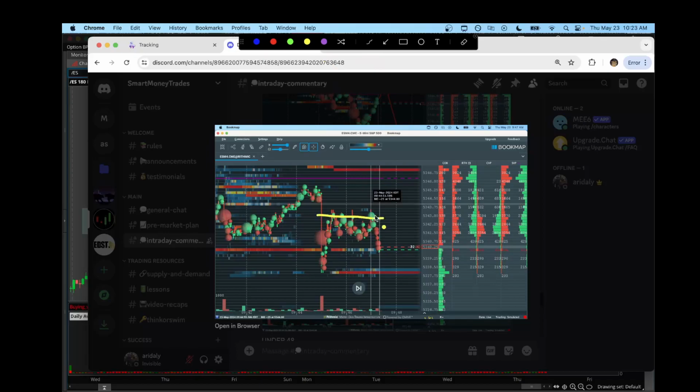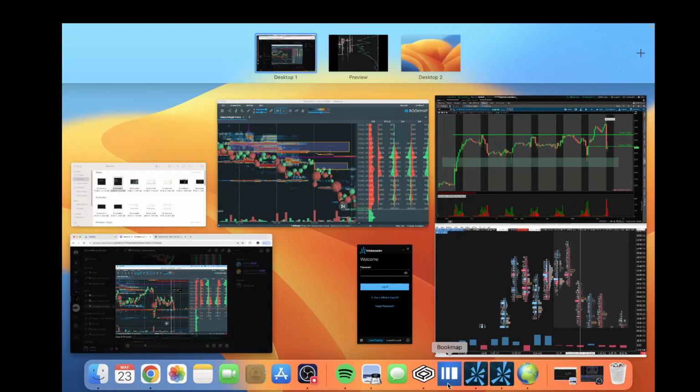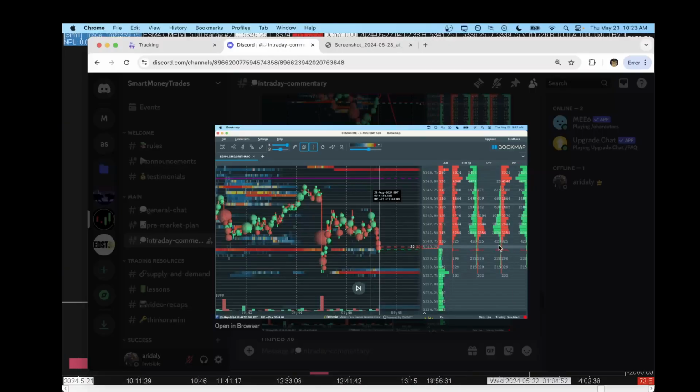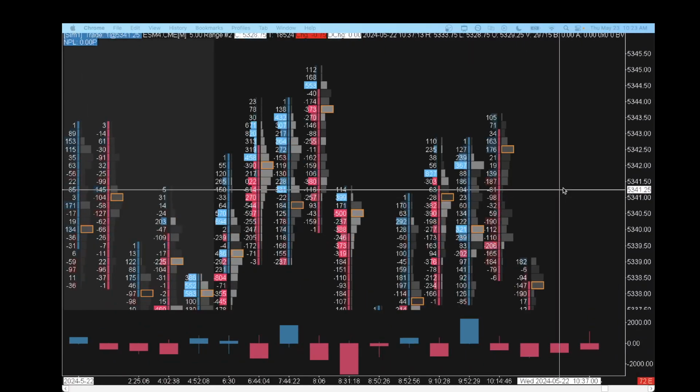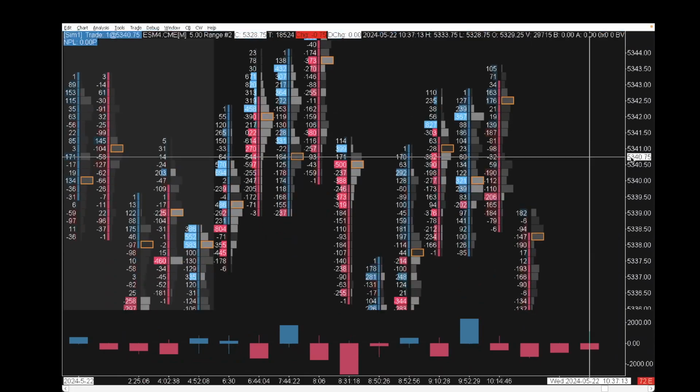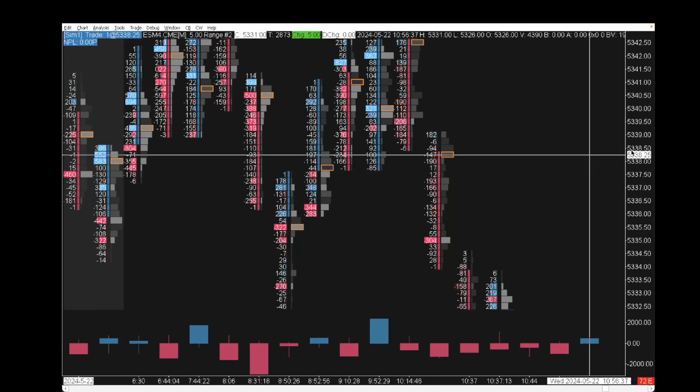So I was looking for shorts, and there was tons of buying. It came 1, 2, 3, 4 different times and got shut down. So if I could show you guys a footprint, you might be able to visualize it better for yourself. Give me 1 second. I'll show you guys what I saw. Hopefully it's clear here. Yeah, you can see it here. I think it's right here.